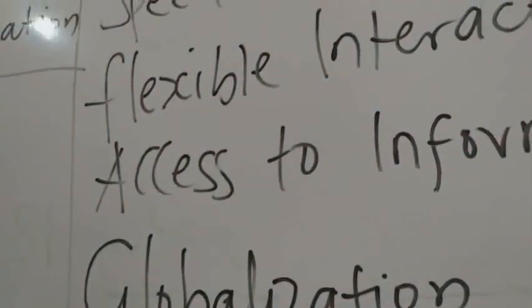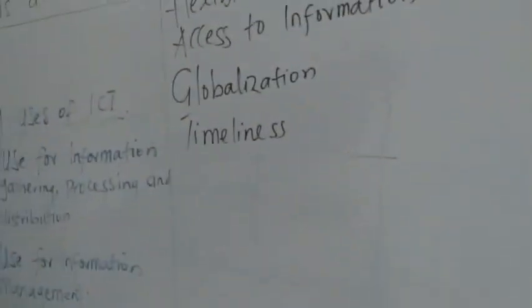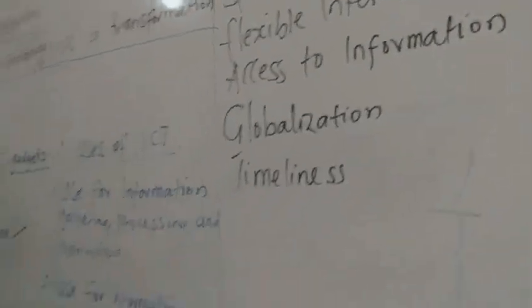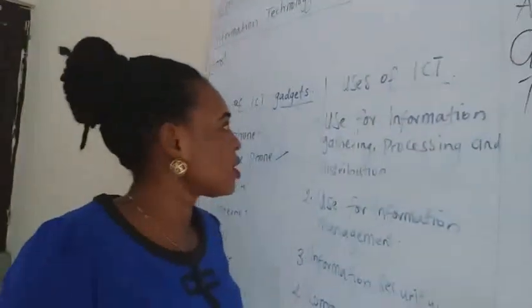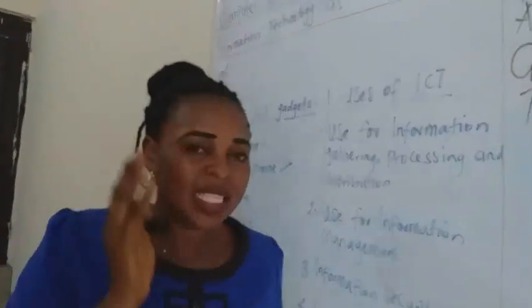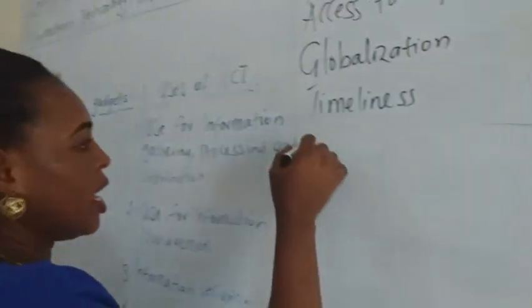Alright, the next one says timeliness. Like I was saying here, timing and control is the same thing that applies here. With the use of ICT gadgets, our information or messages or data or communications of any kind can be done in time.